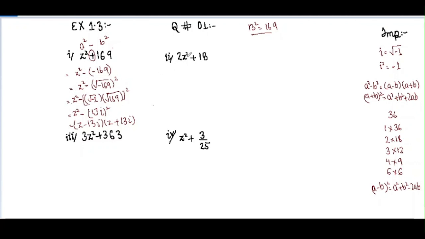It says 2z whole square plus 18. So first of all, we have to change it into a square minus b square. This term is to be changed into a square, meaning a should be here, and then this term is to be changed into b square. So how are we going to write it? Square root of 2z whole square. Now when this square and square root cancel, here comes square as it is.